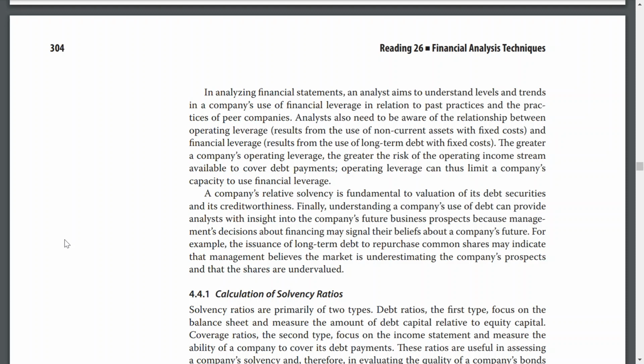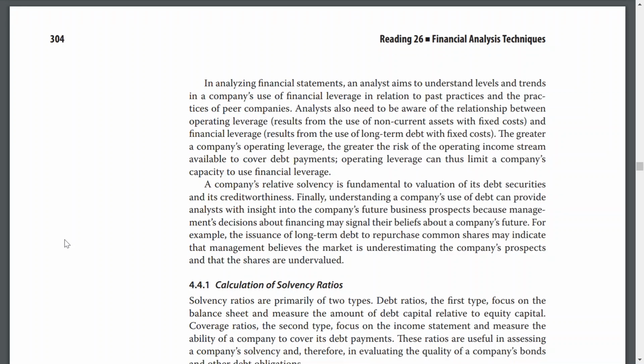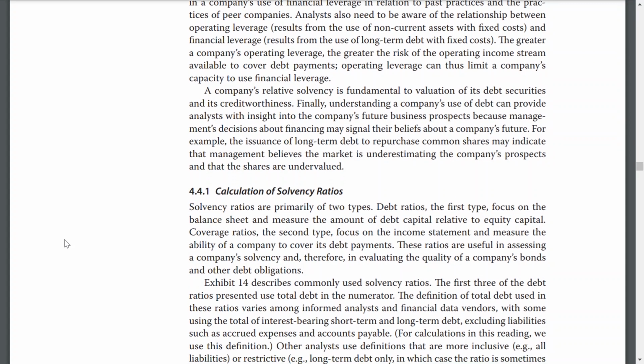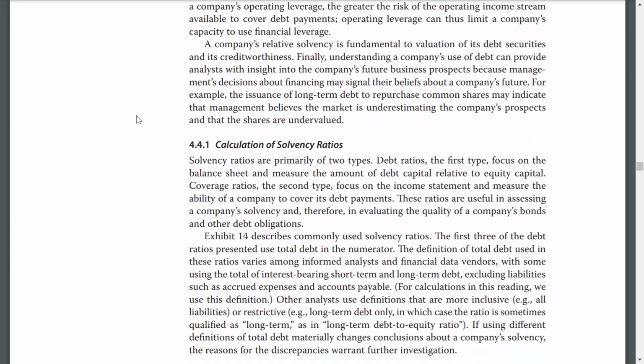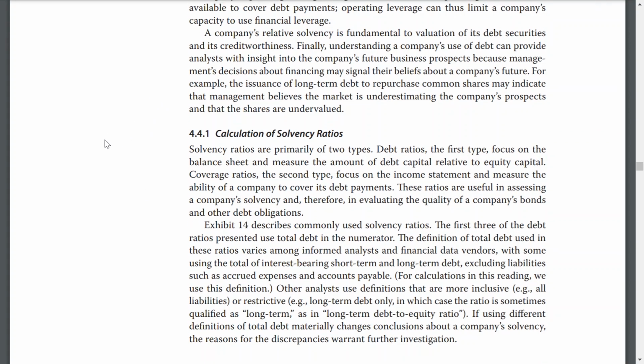Finally, understanding a company's use of debt can provide analysts with insight into the company's future business prospects, because management's decisions about financing may signal their beliefs about the company's future. For example, issuing long-term debt to repurchase common shares may indicate that management believes the market is underestimating the company's prospects and the shares are undervalued.